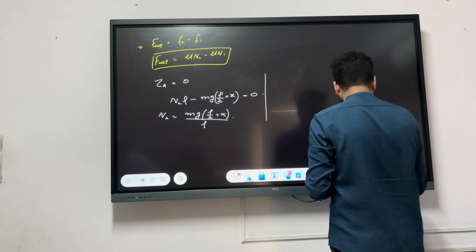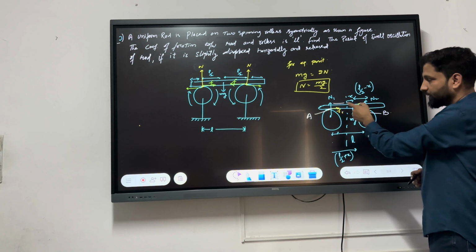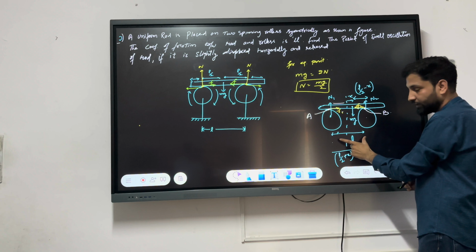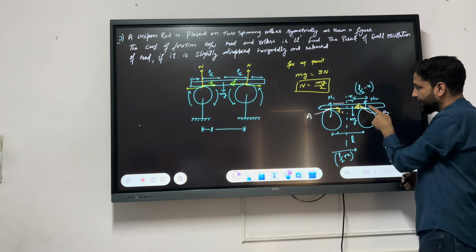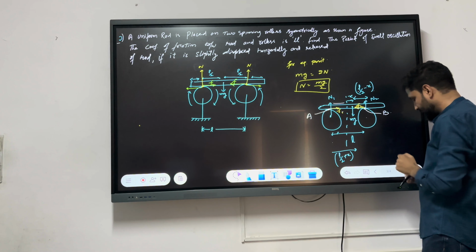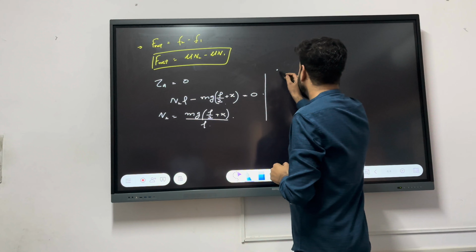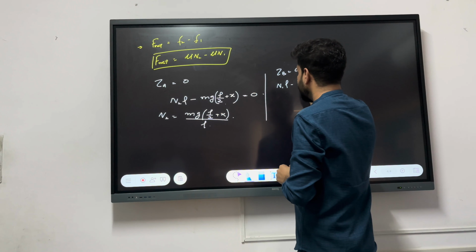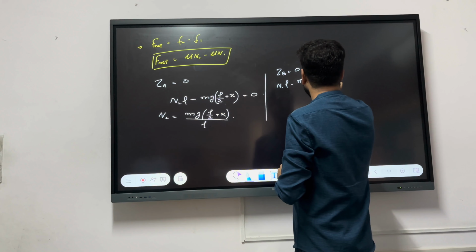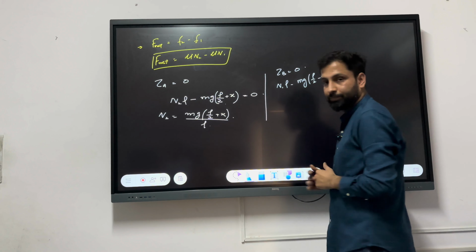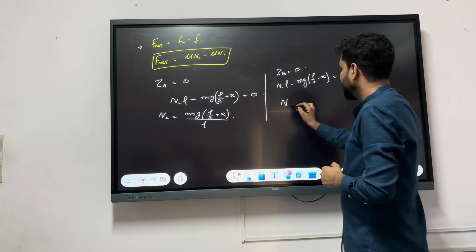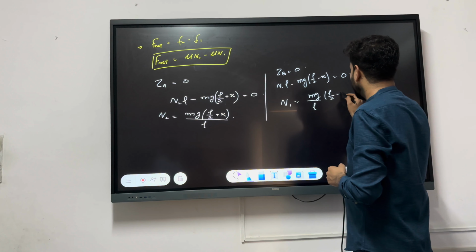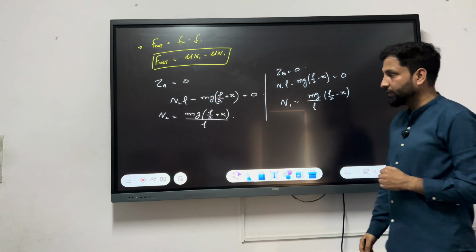Now we have to find torque about B. Now torque about B, there are two forces. One is N1, another is mg. N1's torque will be N1 into L, and mg's torque will be mg into L by 2 minus x. So similarly, torque about B is 0. That is N1 into L minus mg (L by 2 minus x) is equal to 0. Similarly, N1 is equal to mg upon L, into (L by 2 minus x). So this is N1 and this is N2.